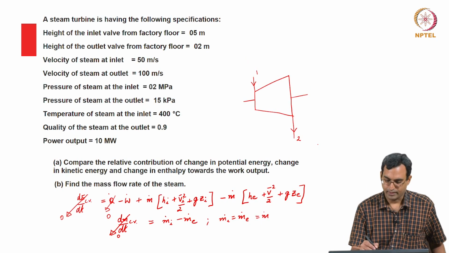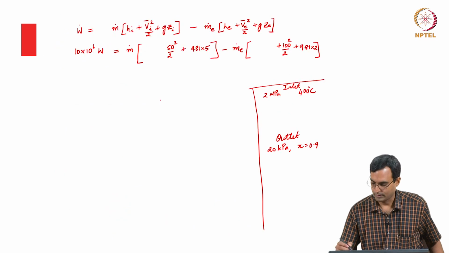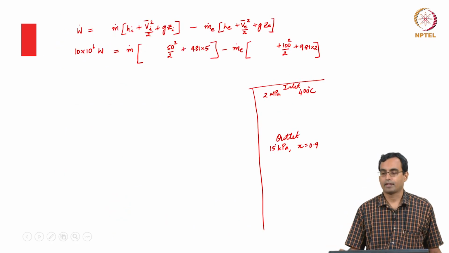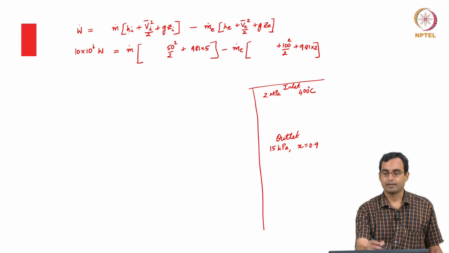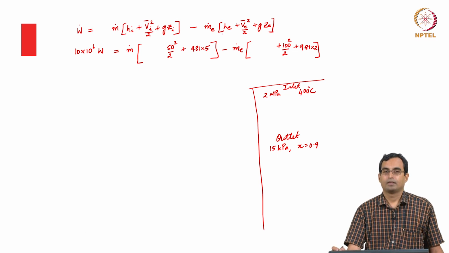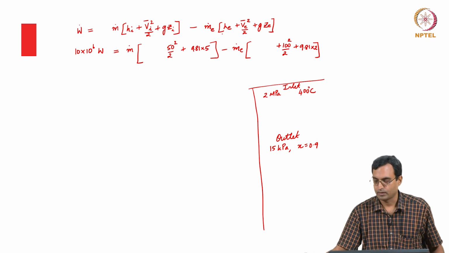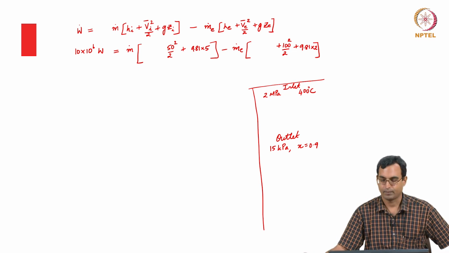So this is, sorry, I had 15 kilopascal at the outlet, not 20. So this is the information I have. I need the enthalpies at the inlet and outlet. So this working substance here, of course, is steam. So let me find out the steam tables and try to get this information.